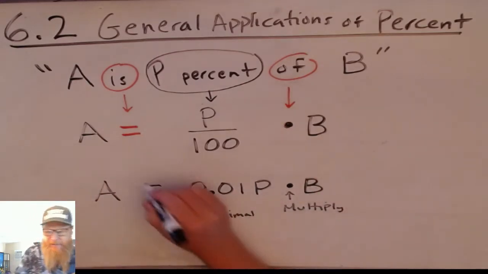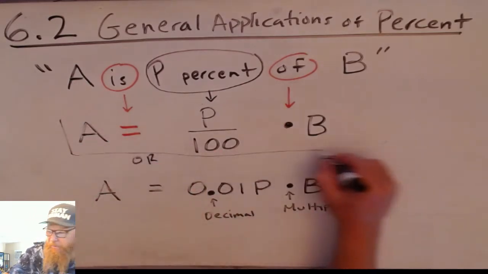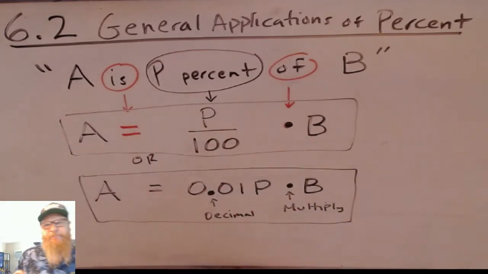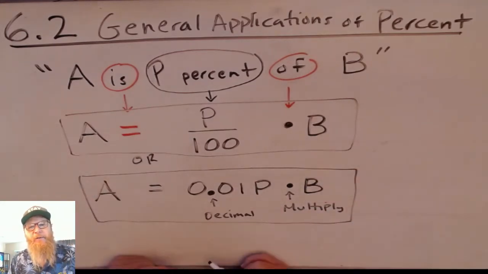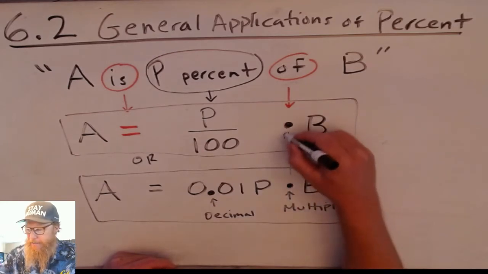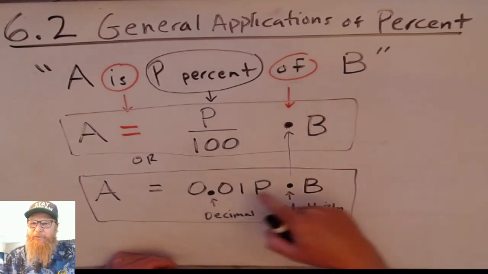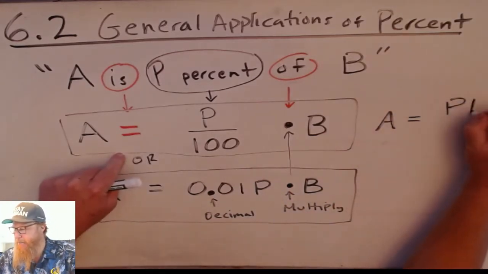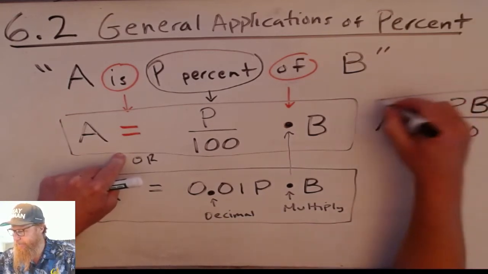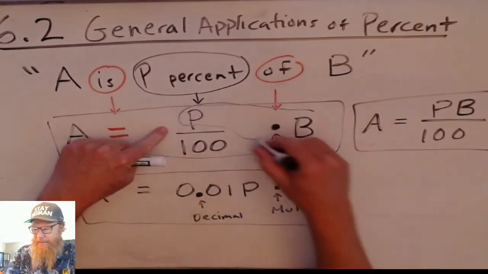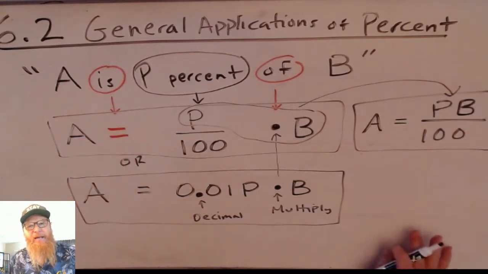So you have two different versions of the formula. One is the fractional version. The other is the decimal version. Tomato, tomato. And again, if you want to be safe, you can get rid of this multiply dot. You can't really get rid of the decimal dot, but you can get rid of the multiply dot. You can write it like this. This is the quick way to write it. PB over 100. It's P times B, which we just simply write as PB.